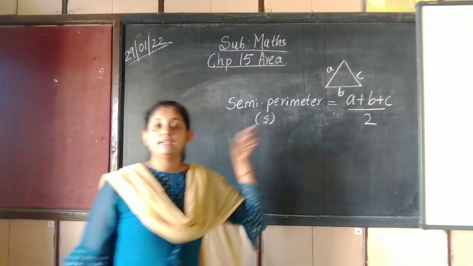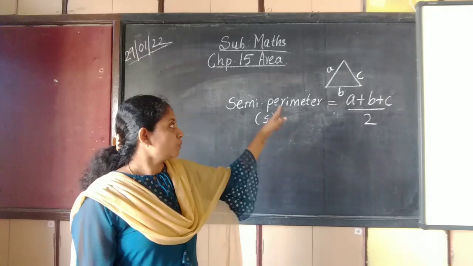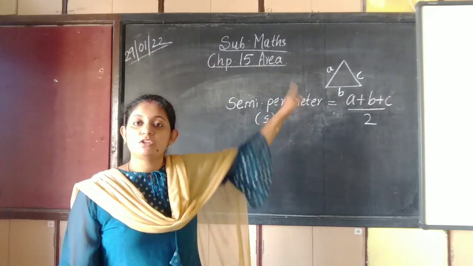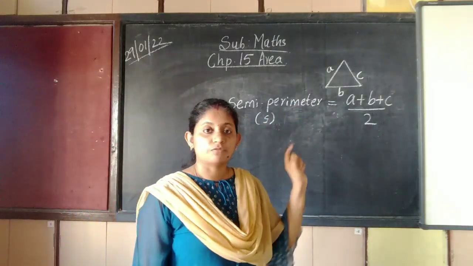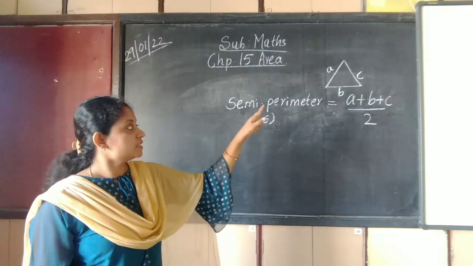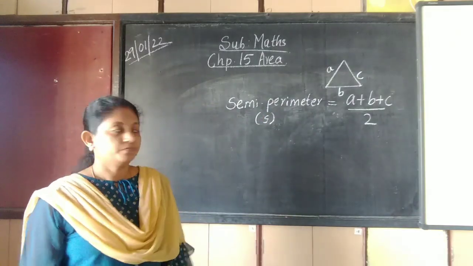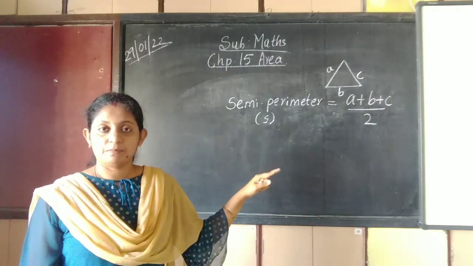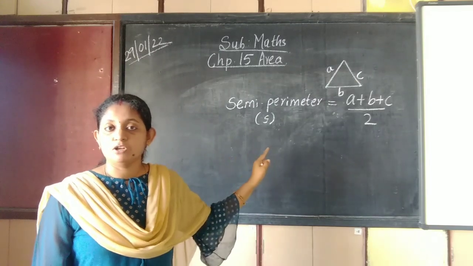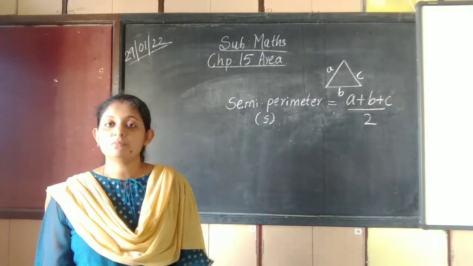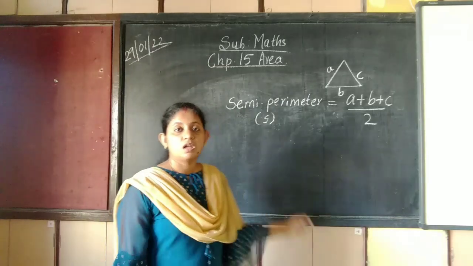Now in this triangle there is no height given. So what will be the formula? First you are going to find out the semi-perimeter of the triangle. So that is a plus b plus c upon 2. After finding the semi-perimeter, why are we finding the value of s? Because we are going to use this in the formula.